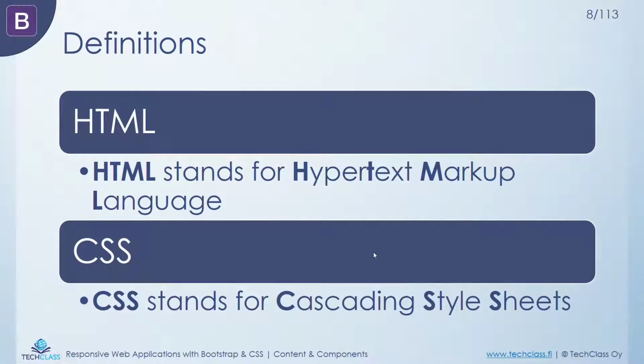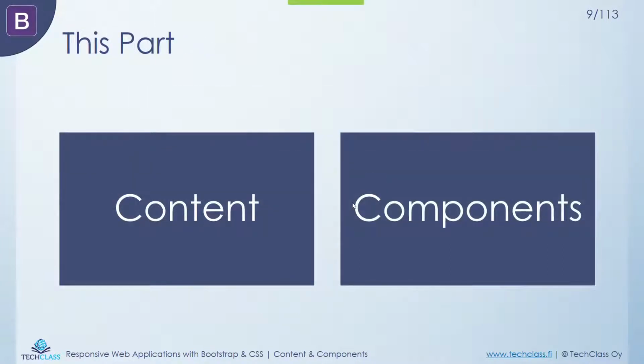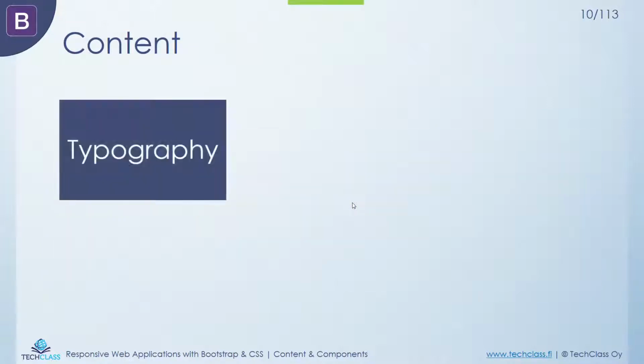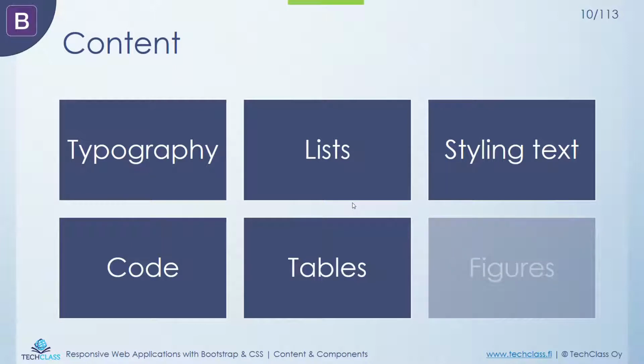So as we discussed earlier, HTML stands for Hypertext Markup Language, and CSS stands for Cascading Style Sheets. I don't think we're gonna encounter any other abbreviation in this part of the slides. As we discussed, we divided this part into 2 parts, content and components. Let's start with the content part. We're going to go through them one by one and try to also use them in practice.